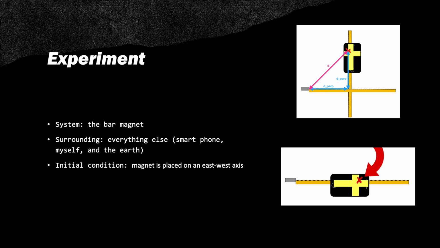I used a dedicated magnetometer app in my phone to measure the magnetic field due to a permanent dipole magnet. The system is the bar magnet, and the surrounding is everything else, including my smartphone, myself, and the Earth. And the initial condition is that the magnet is placed on an east-west axis.